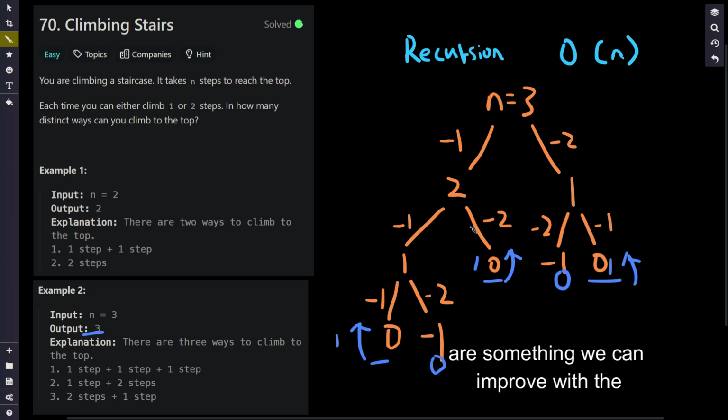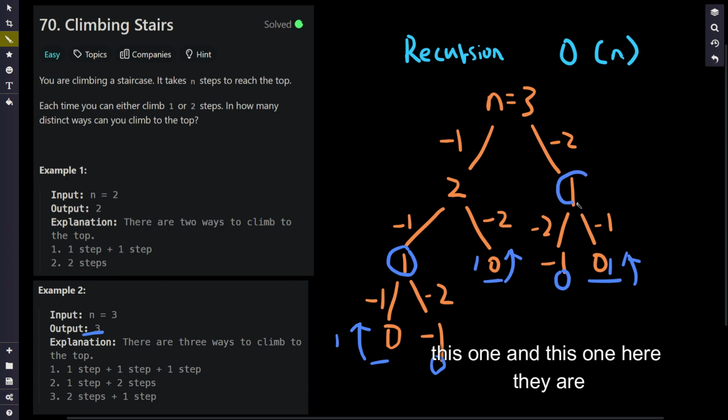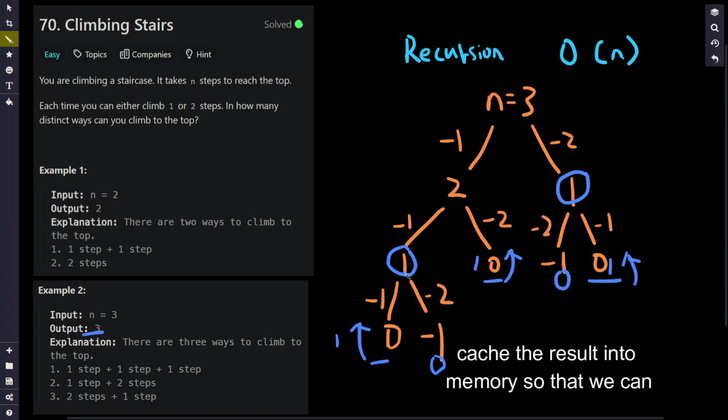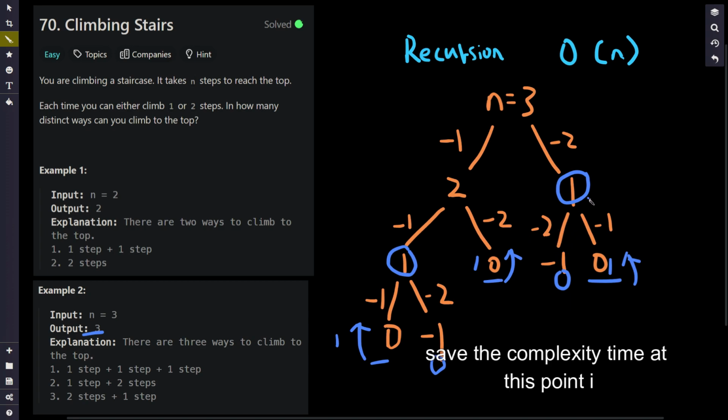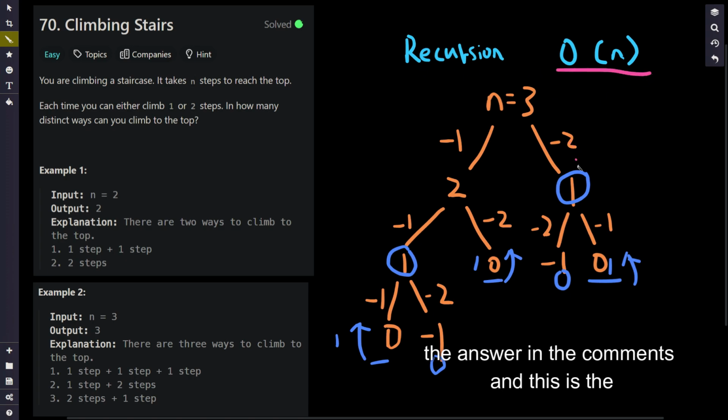Now there is something we can improve with the memoization. You can see this one and this one here. They are repeated calculations. So we can actually cache the result into memory so that we can save the time complexity. At this point, I have a question for you. Do you know why the recursion is taking O(n) time? You can leave the answer in the comments.